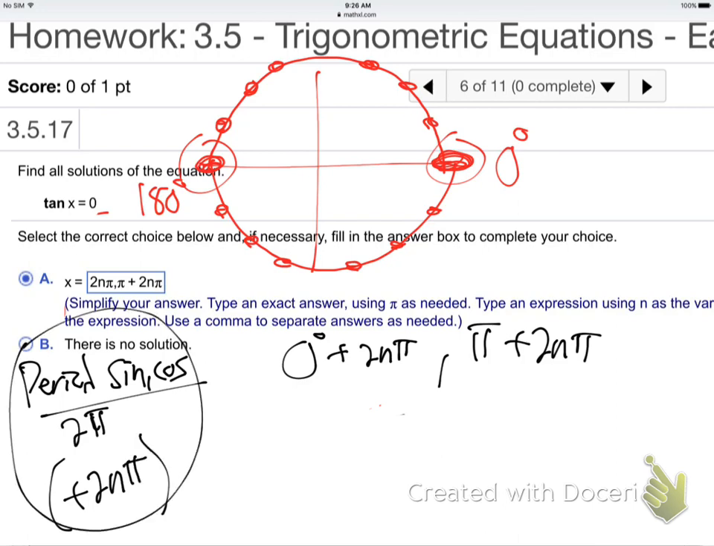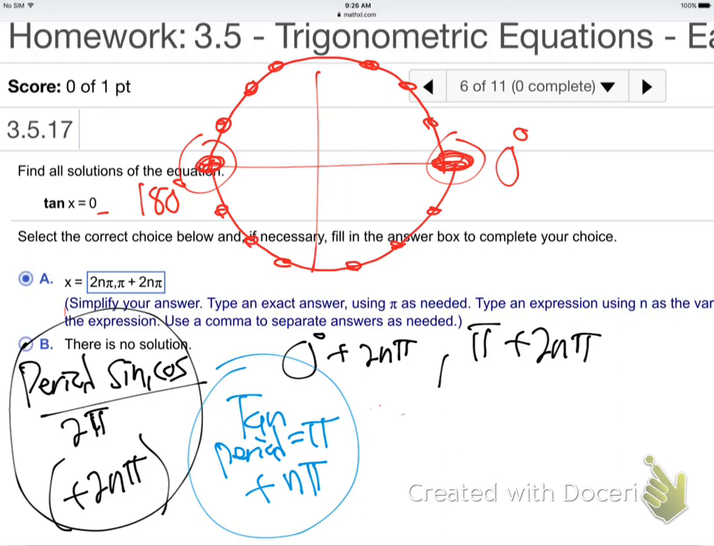But for tangent, the period of tangent is only pi. It repeats itself more quickly. Tangent repeats itself every pi. So that means when you do all answers for tangent, you've got to go plus n pi, not 2 n pi. Everybody seeing the difference? I know some of the subtleties might escape you, but let me just drive this point home. If you're doing sine or cosine, it's plus 2 n pi. If you're doing tangent, it's plus n pi.